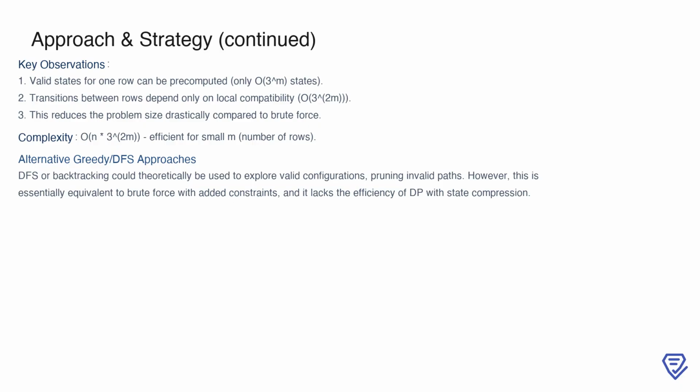The complexity of this approach is n*3^(2m), where n is the number of columns, and it is efficient for grids with a small number of rows. While alternative methods like DFS or backtracking could be used to explore configurations, they essentially mimic brute force with some pruning and lack the efficiency of DP with state compression. By focusing on row-to-row transitions and pre-computing valid states, DP provides a structured and scalable solution to the problem.